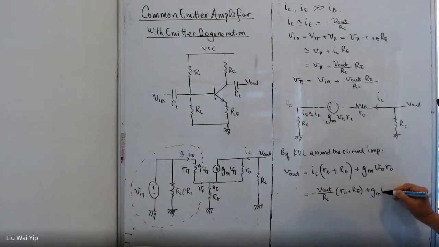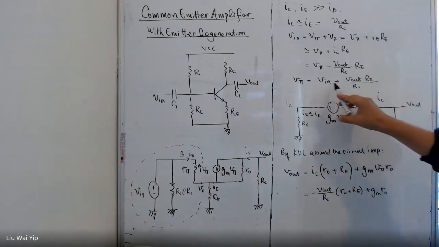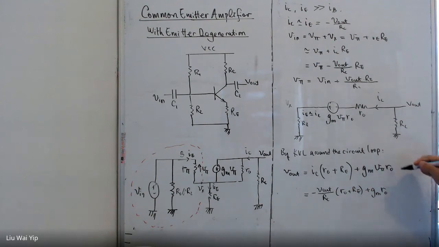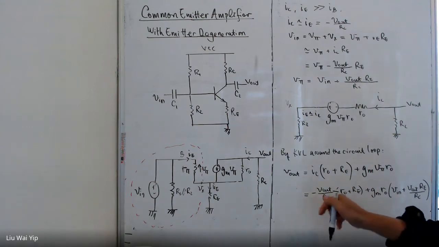And now something tricky is here. We need to know V pi, and fortunately we have the expression for V pi here. So we are going to substitute this here, plus V out and RE divided by RC. We need to do algebraic manipulation, unfortunately, but it's not difficult.